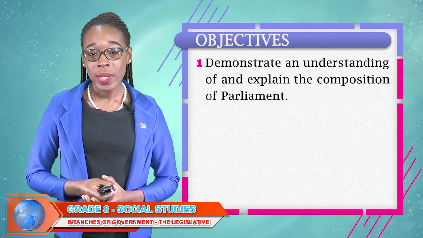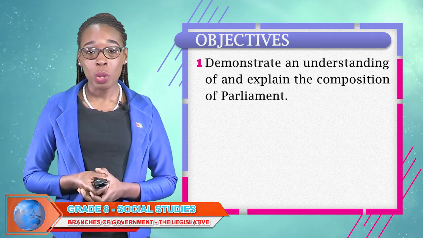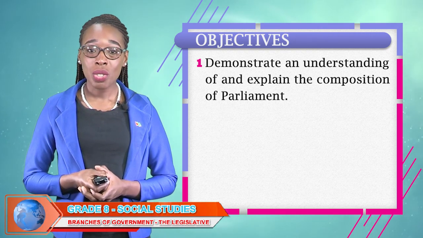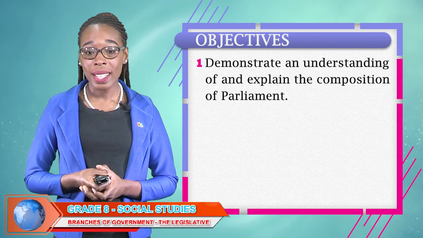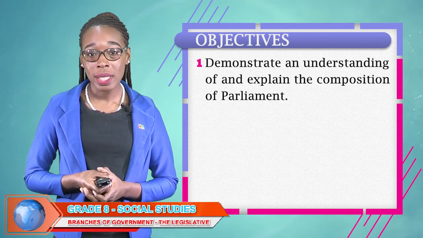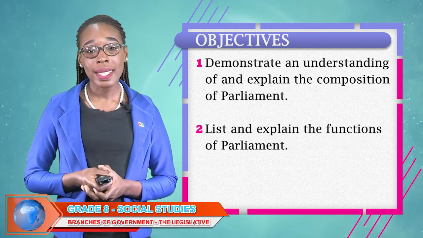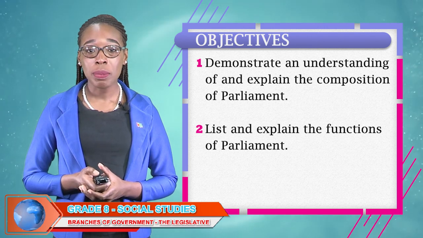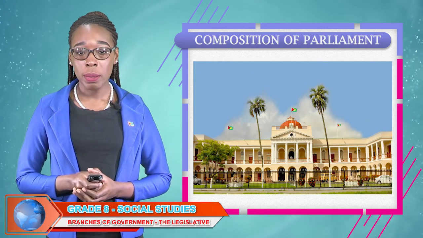What are the objectives? Students should be able to 1. Demonstrate an understanding of and explain the composition of Parliament, and 2. List and explain the functions of Parliament. So let's look at the composition of Parliament.